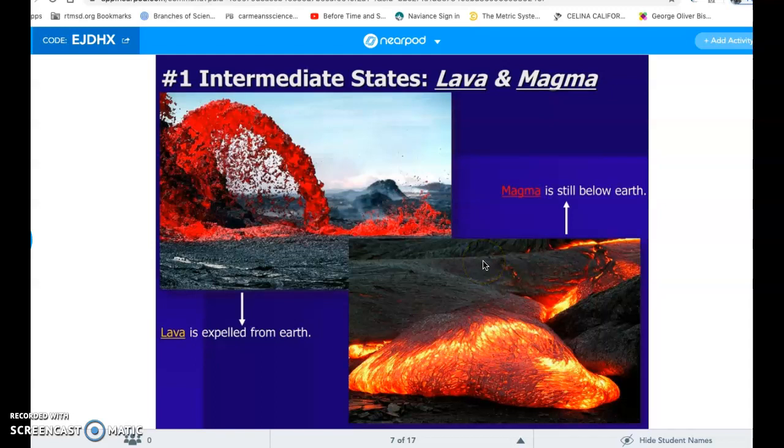I kind of already went into talking about this, but the intermediate state for igneous rocks is either lava or magma. In this picture here, you can see that the lava is being expelled from the earth. It's coming out of the volcano and being expelled. And then here is the magma, which is still beneath the earth, or inside of it.